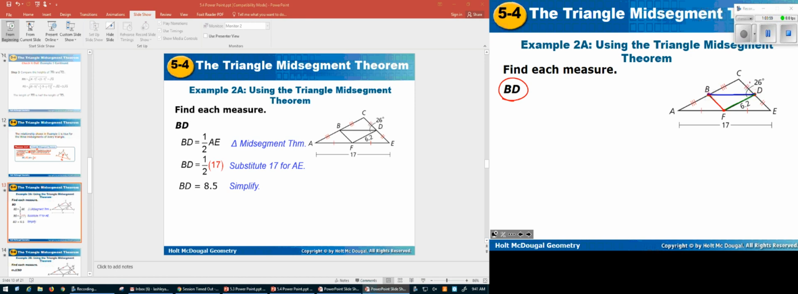They want you to find BD. We learned just now that BD is parallel to which side? AE. And we also learned that BD then is half as much as AE. So what is BD? Careful. 8.5. So half of 17 is 8.5.